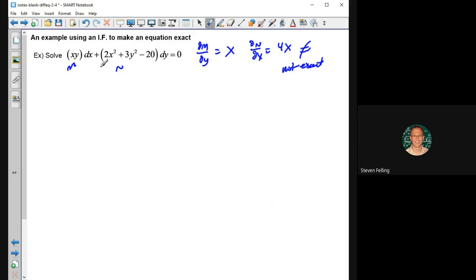But if we compute these special things here, I think I might have a typo in the notes there that I need to fix. Let me look at something really quick here.